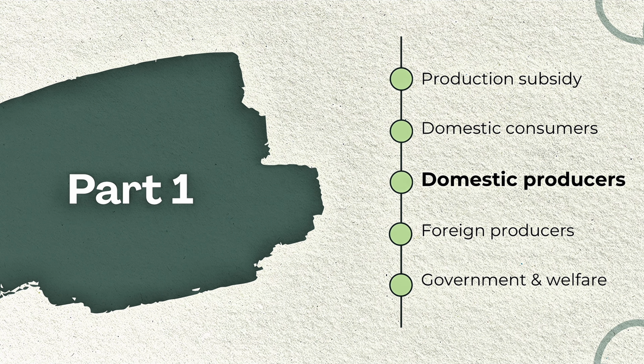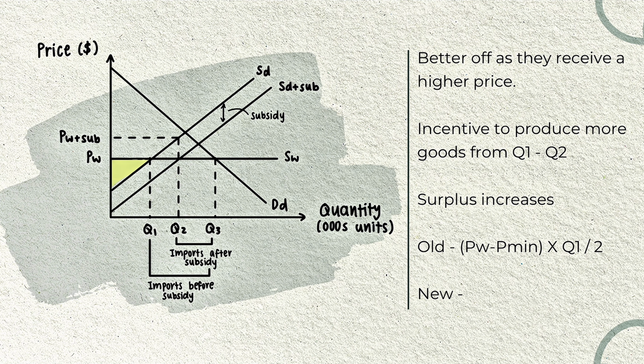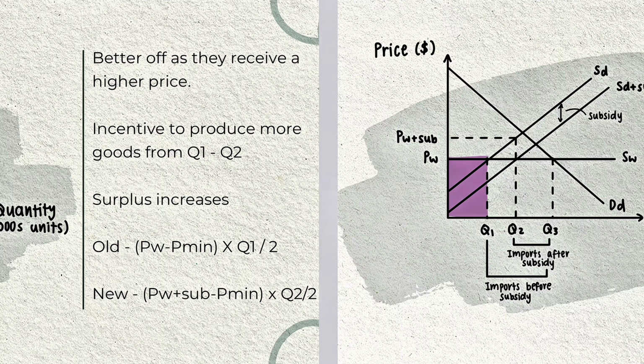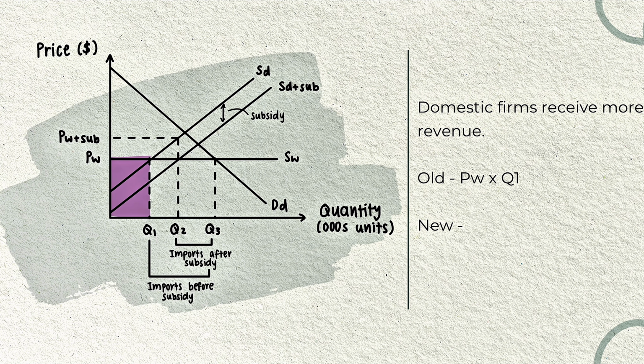In the case for domestic producers, they are much better off as they are receiving a higher price of PW plus sub. And because of this higher price, there will be more incentive to produce more from Q1 to Q2. As a result, the producer surplus increases from PW minus P min multiplied by Q1 divided by 2 to PW plus sub minus P min multiplied by Q2 divided by 2. And the total revenue received by the domestic firms increases from PW multiplied by Q1 to PW plus sub multiplied by Q2.